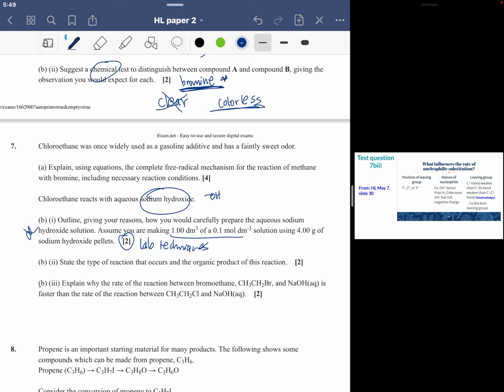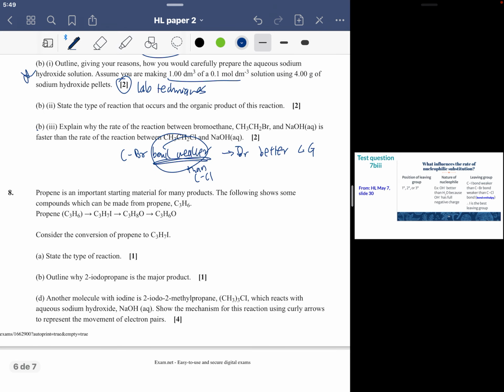In B3, they're asking about leaving groups, so we saw that here in the slides, all the way to the right. You can see that the bond is weaker, and so that's why, let me be specific, the C-Br bond is weaker than the C-Cl bond, and that makes bromine a better leaving group. Better leaving group because the bond is weaker, it's easier to break, so it happens faster.